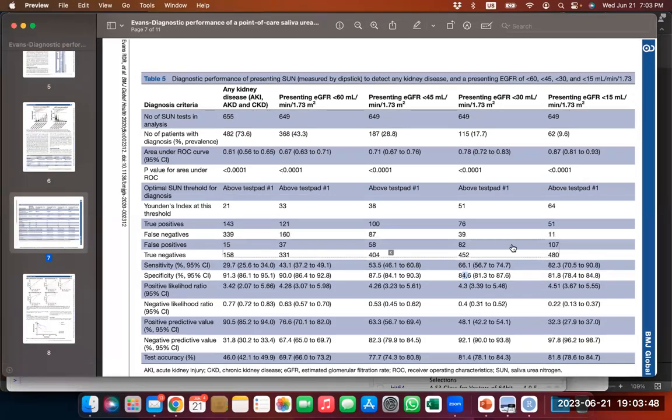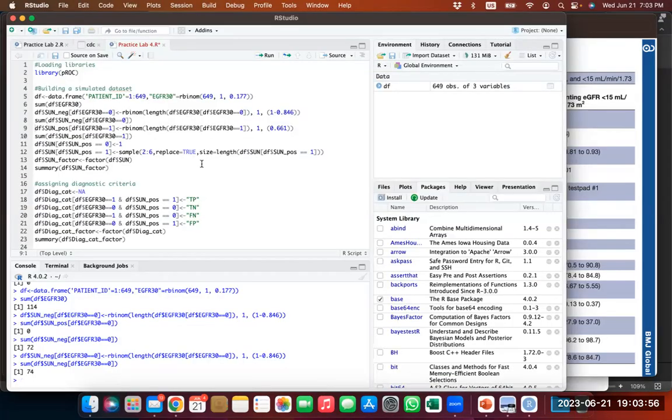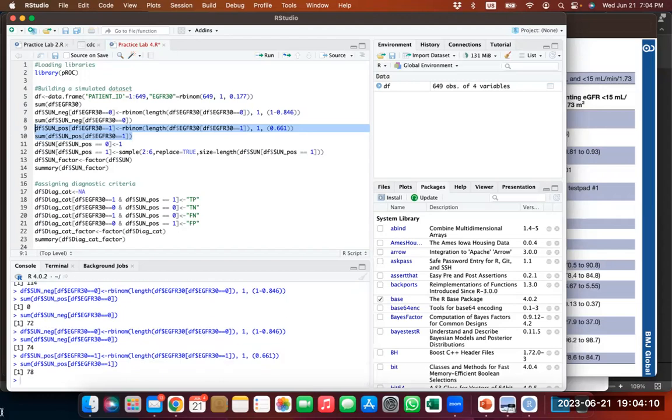0.661 is, yeah, 0.661. So you're getting now a sensitivity reflected by true positives over true positives and false negatives. Here on line 9 and line 10, you get 78 true positives.